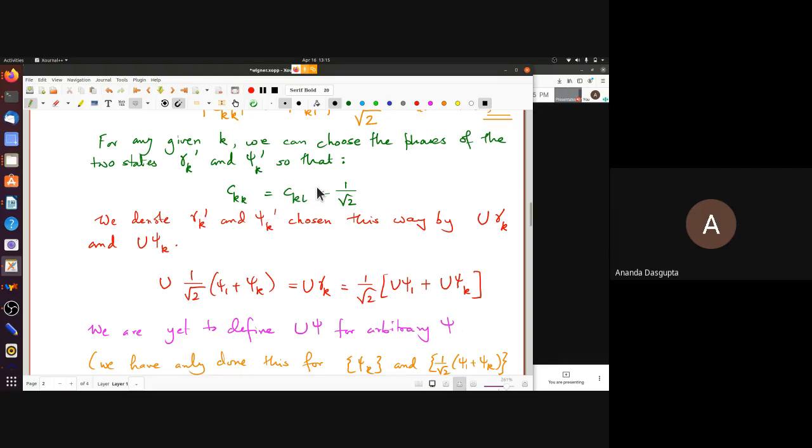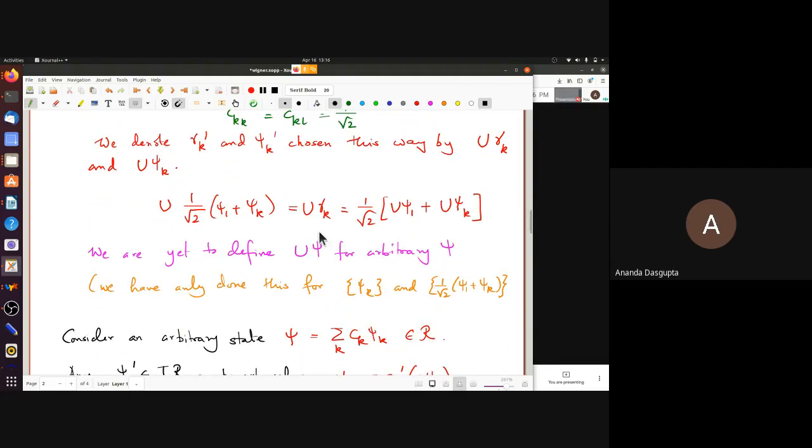And when U acts on gamma k, which is 1 by root 2 psi 1 plus psi k, remember? So 1 by root 2 psi 1 plus psi k, U acting on that gives you U gamma k, gives you this result. Okay. Question: why is this not a trivial thing to say? This looks trivial, right? U acting on this gives you this. Why is this not trivial?